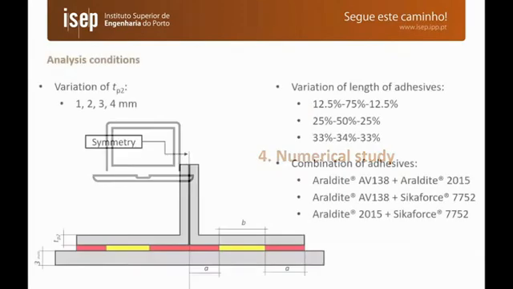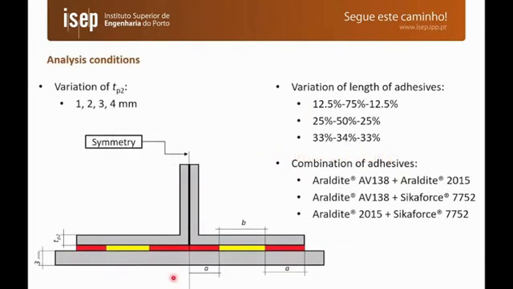In the numerical study, we want to address the concept of B-adhesives. So we want to have a ductile adhesive at the edges of the bond, the adhesive in red, and in the middle of the adhesive bond, we want a stiff adhesive. The main objective of this study is to try to improve the maximum load of the joint, because here we have a large asymmetry in the stress distributions.